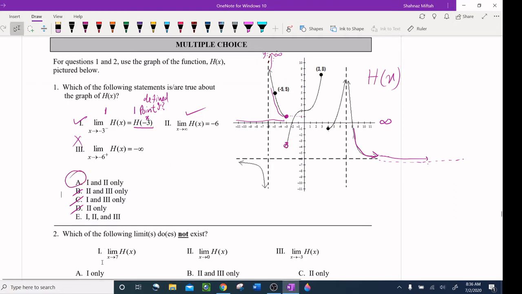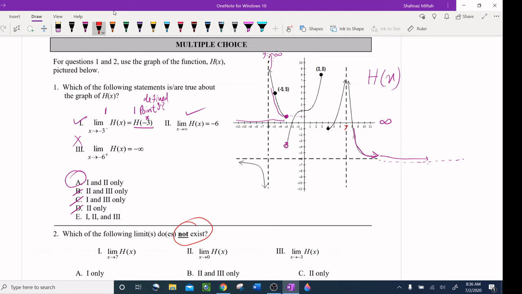Okay, now let's check this question. Which of the following limits does not exist? Okay, they said does not exist. So let's try this one. The limit as x approaches 7 of h of x. This is 7 right there.